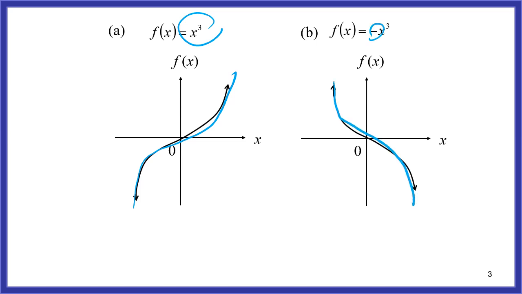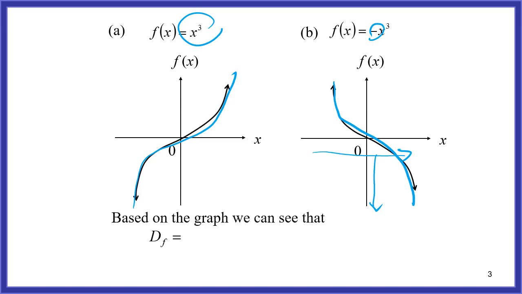Okay. Moving to the right, the graph is going up for x cubed. But for negative x cubed, moving to the right, the graph is going down. So make sure you remember the basic shape of the cubic function. Based on the graph, we can see that the domain for both is from negative infinity to infinity. And then the range is also from negative infinity to infinity.